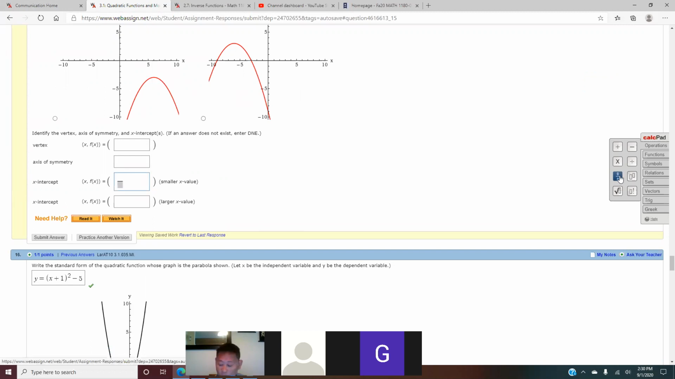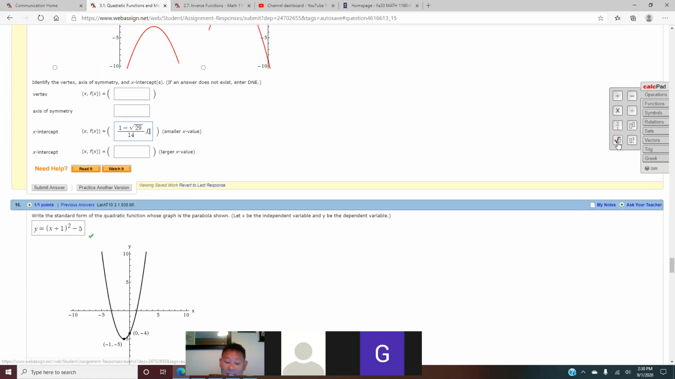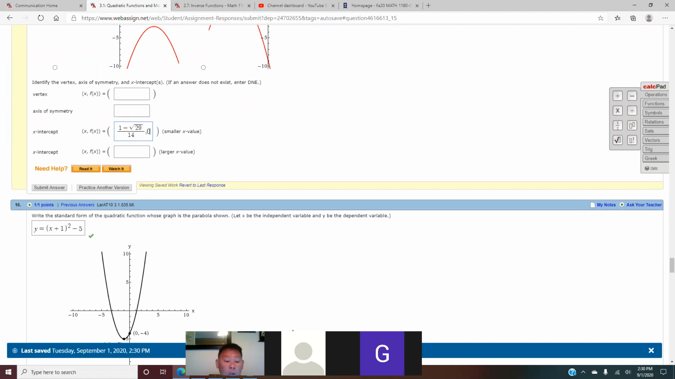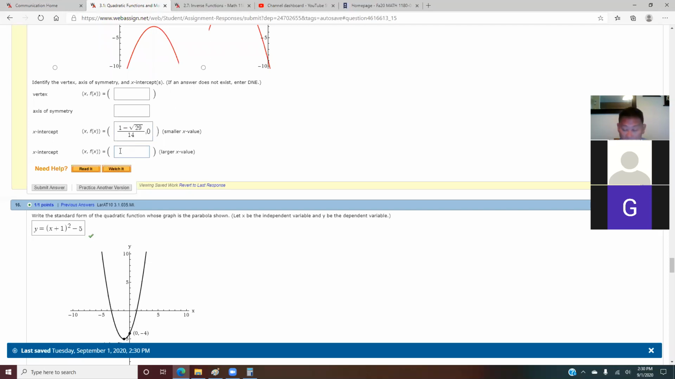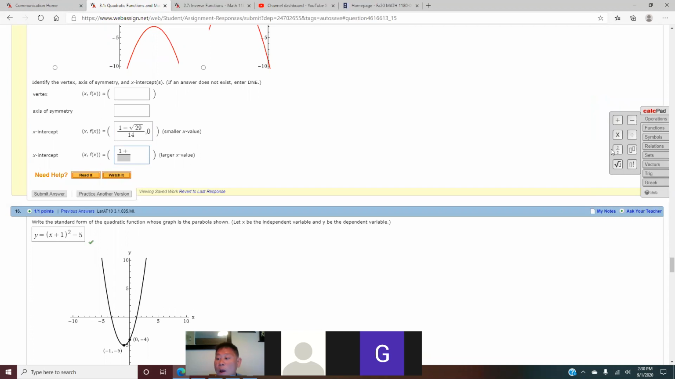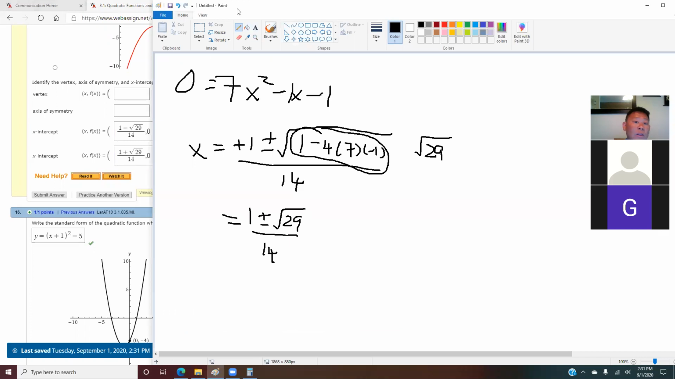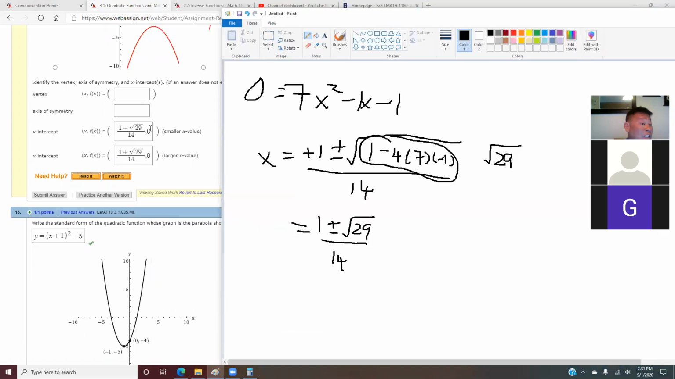Fraction first. 1 minus square root 29 over 14, for example, comma 0. Make sure that this is in coordinate form. And then the other one is 1 plus square root of 29 over 14, comma 0. So this is how you write your answer, and make sure it's in coordinates. If you don't put a 0 behind, they will mark you wrong.